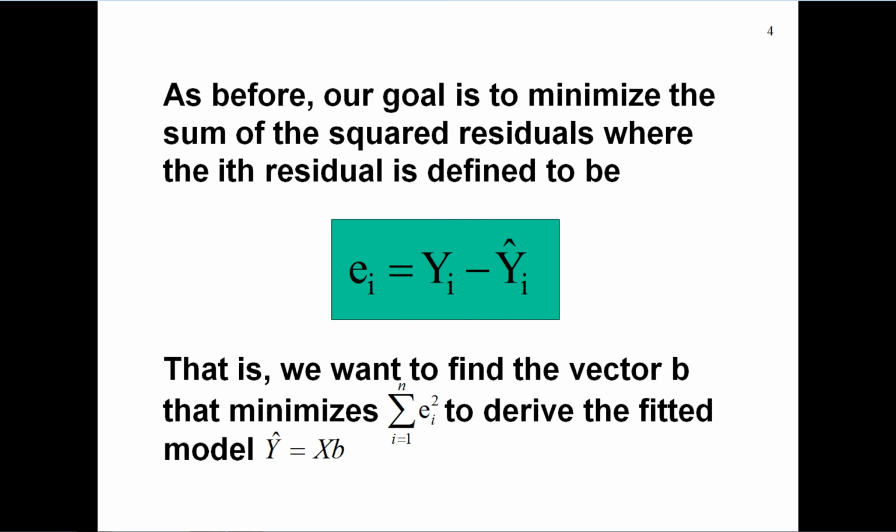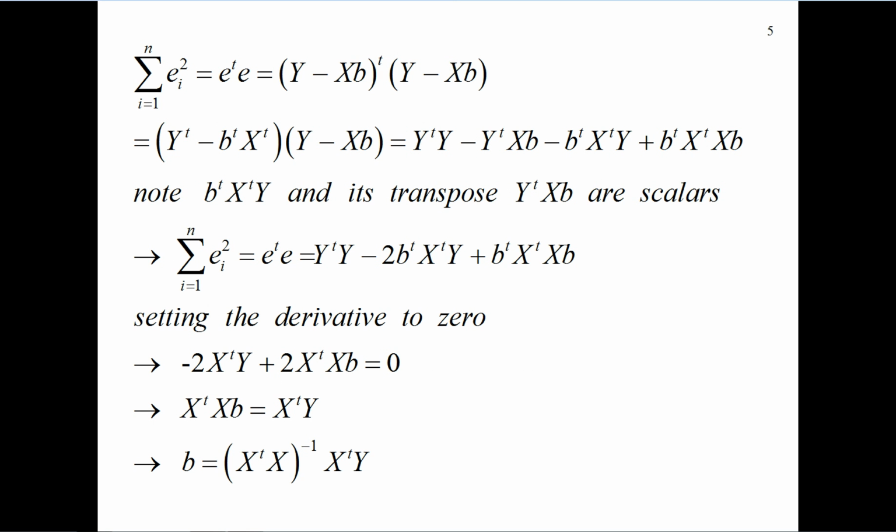Our goal, as we stated before when we first introduced simple linear regression, is to minimize the sum of squares error. The sum of squares error in this case can be written as the sum of the residuals squared. And if we want to find the sum of the residual squares using matrix notation, we're going to take e, that vector of residuals, transpose times e, which in this particular case can be written as you see here.